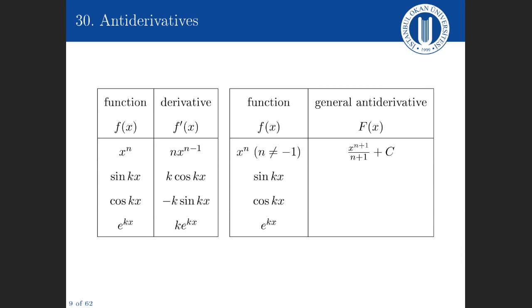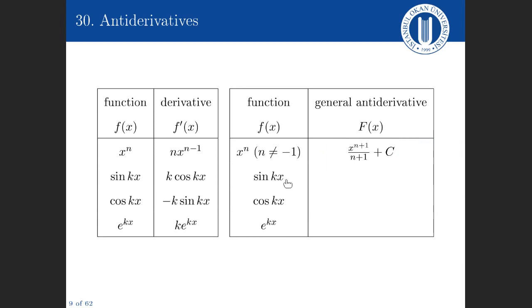We can check that this is correct by differentiating this. We do the derivative of this. What do we get? X to the power n plus 1, we decrease the power to x to the power n. We multiply by the previous power, n plus 1. We're still dividing by n plus 1, and the derivative of the constant is 0. So really we just end up with x to the power n, which is what we wanted.